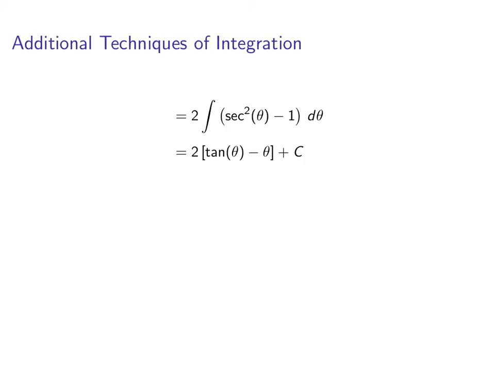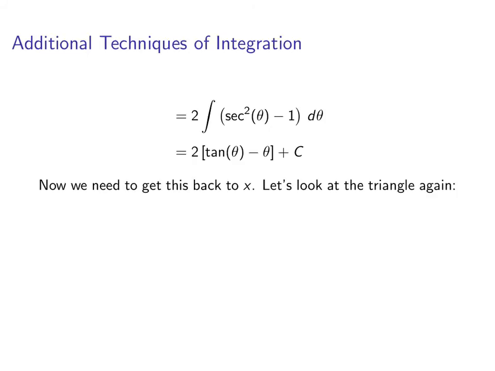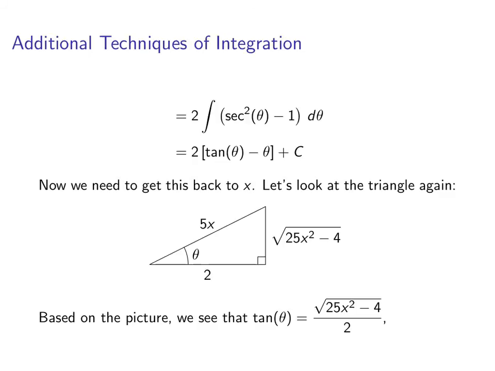So our answer at this point is 2 tangent theta minus theta plus c. We cannot stop here. We made a substitution, so we got to change it back. We got to go back to x. Let me just remind you what the triangle looks like. It looks like this, and so remember that the triangle tells us specifically that tangent theta is equal to the square root of 25x squared minus 4 all over 2. That's using opposite over adjacent. That tells us how to make the replacement to turn tangent theta back into something with x's.